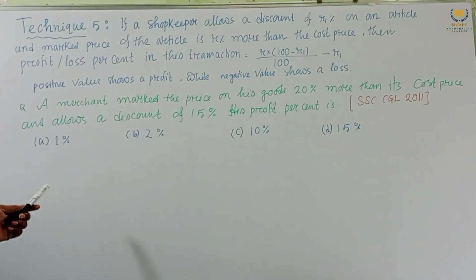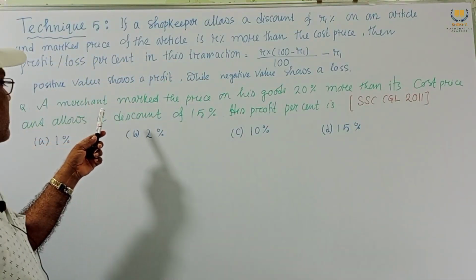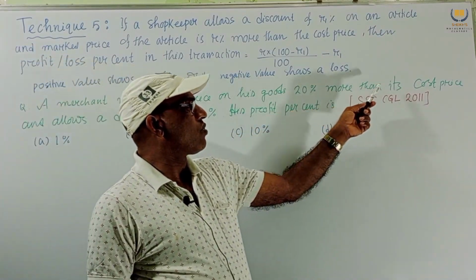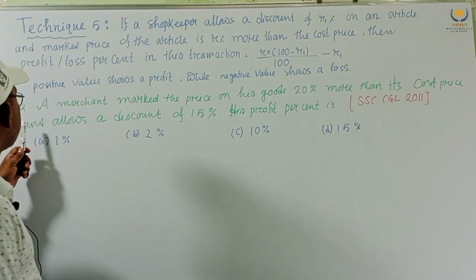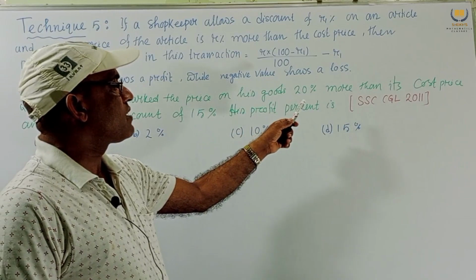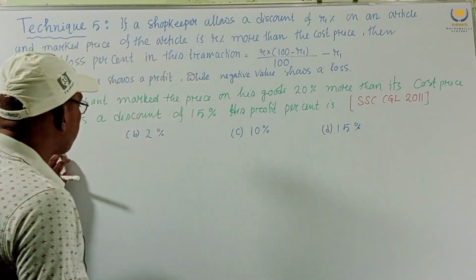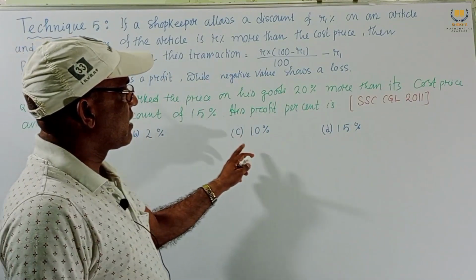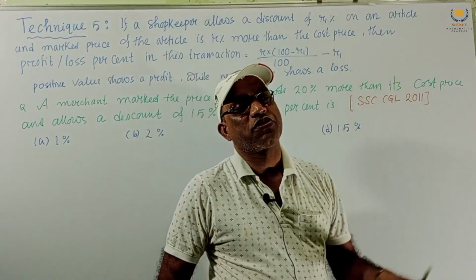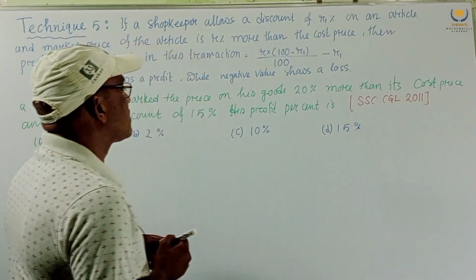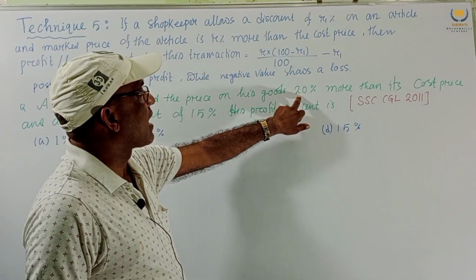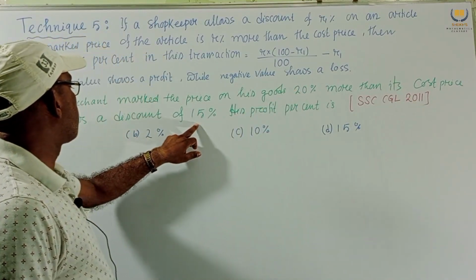Now let us consider one problem. A merchant marks the price on his goods 20% more than its cost price and allows a discount of 15%. His profit percent is 1%, 2%, 10%, 15%, and it was set in SSC CGL 2011. Now first we consider what is given here. This is 20%, that means R, and the discount is 15%.